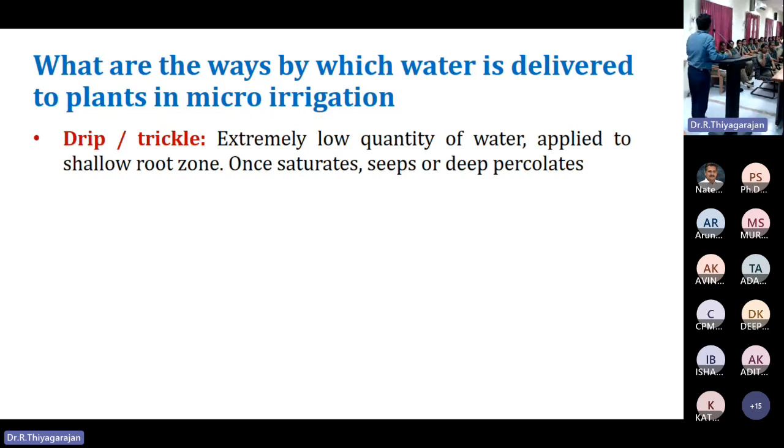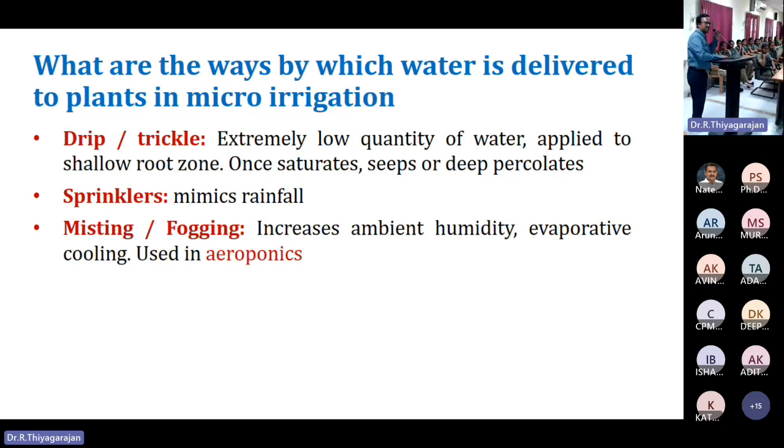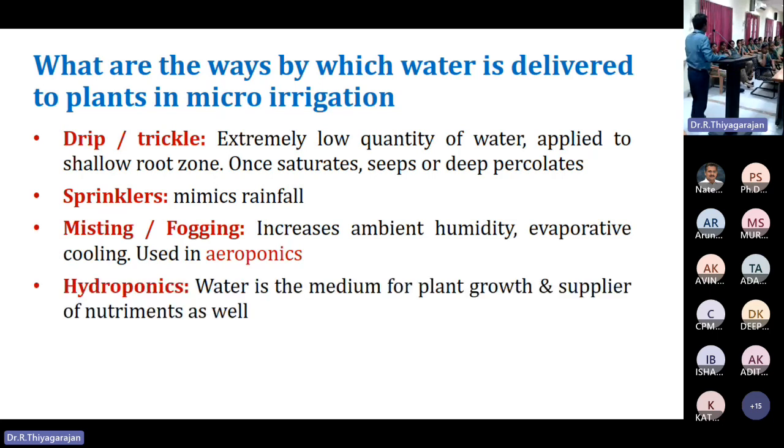So drip or trickle irrigation, one. Second, sprinkler. It simply mimics rainfall. Third one, misting and fogging. Have you seen that? Polyhouse. In a polyhouse, you need to irrigate even more judiciously because the top also is covered. So your evaporation rates and temperature need to be controlled, so you can go to fogging. Then hydroponics is slightly different because in other areas you will be using soil as a medium. In hydroponics, water itself becomes the medium for plant growth. So these are the major things.